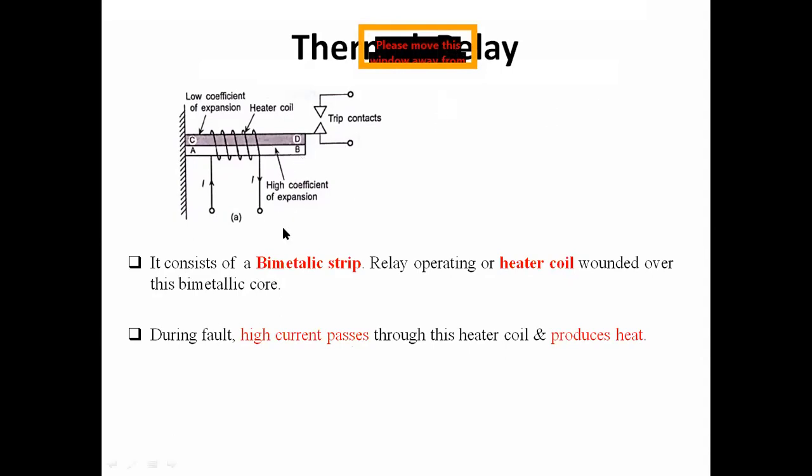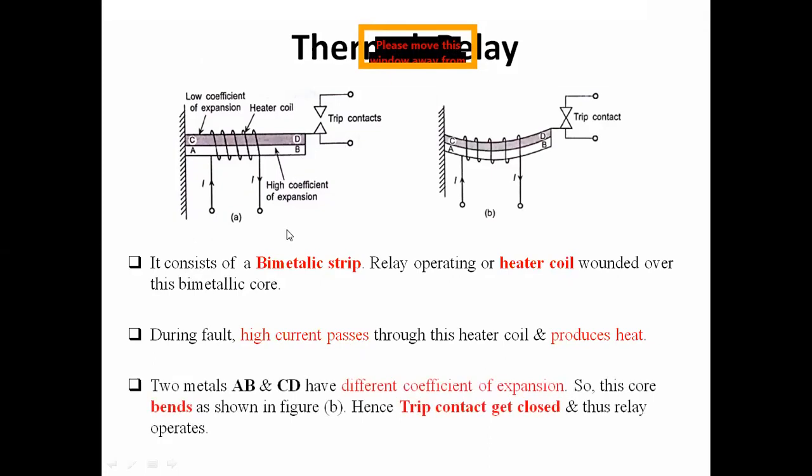Why? Because the coefficients of expansion of AB and CD are different. These two have different temperature coefficients of expansion. Due to this, the bimetallic strip will bend like this, as shown in the second picture. The moving contact now touches the fixed contact. If the contact is closed, the relay will operate. This is the basic principle of the thermal relay.